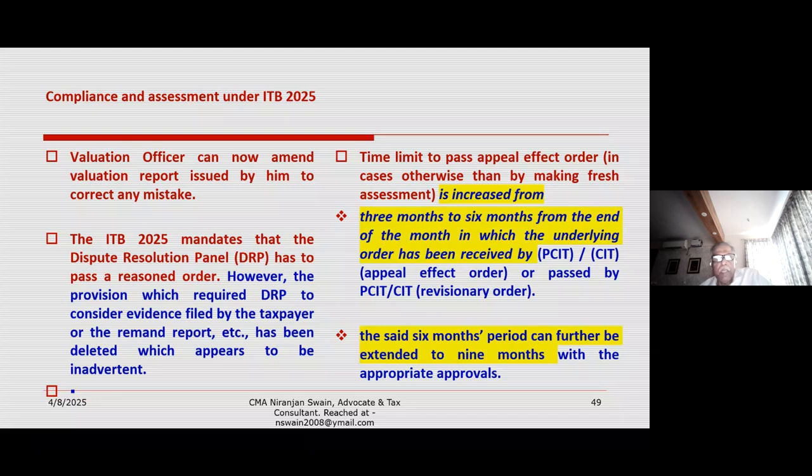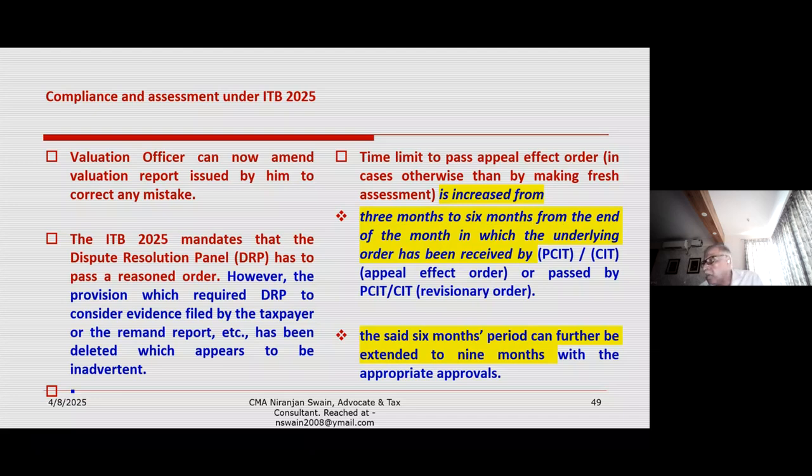The valuation officer can now amend the valuation report. This was not there earlier. ITB 2025 mandates that the dispute resolution panel has to pass a reasoned order. That is a provision they made. The time limit to pass an appeal effect order, in cases other than by making a fresh assessment, is increased from 3 months to 6 months, and the 6-month period can be further extended to 9 months.